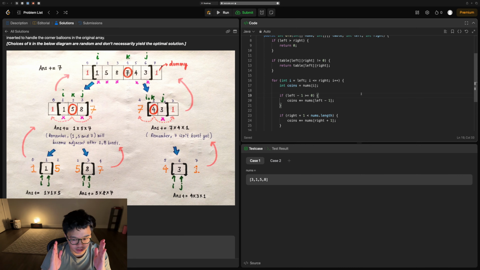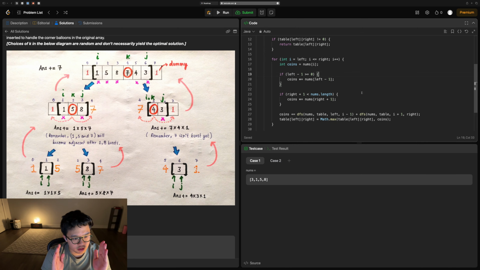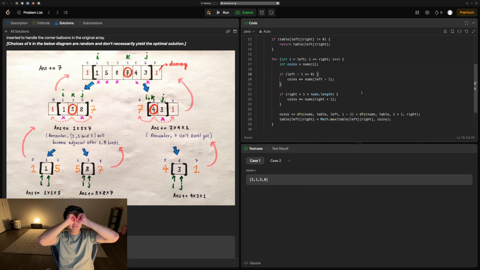So this window is like here. And then as we go, we expand a little bit, expand. I don't think I need to worry about all the subproblems that don't matter though.